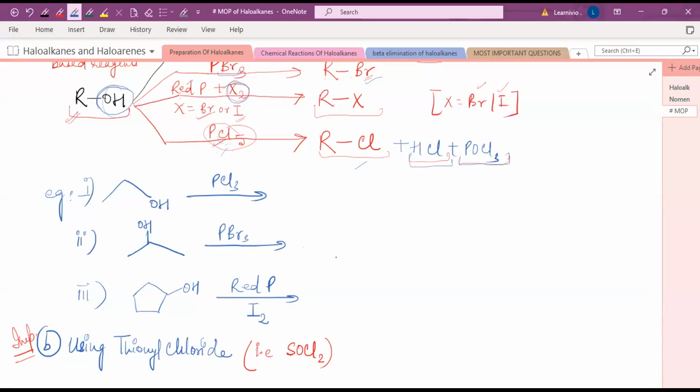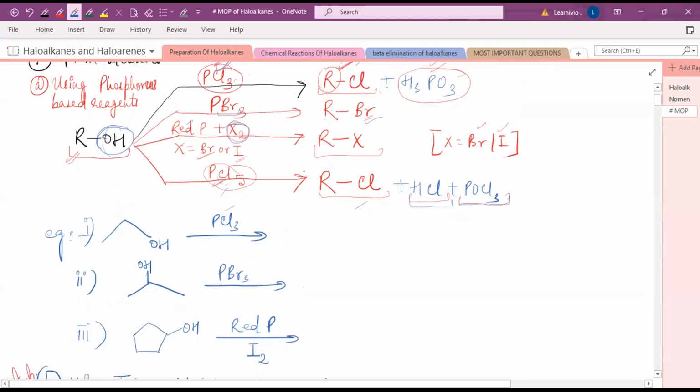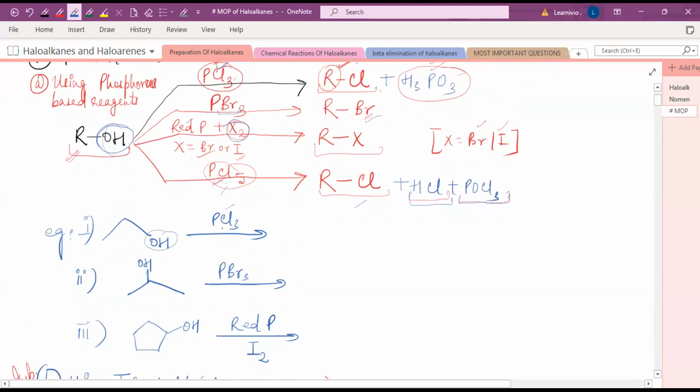First one, tell me the product when CH3CH2OH reacts with PCl3. We know that the OH group is replaced by the halogen group. So you will get CH3CH2Cl. The OH is replaced and chlorine gets attached here. That is your main product, so no need to write down the byproduct. You just have to write down the main product.